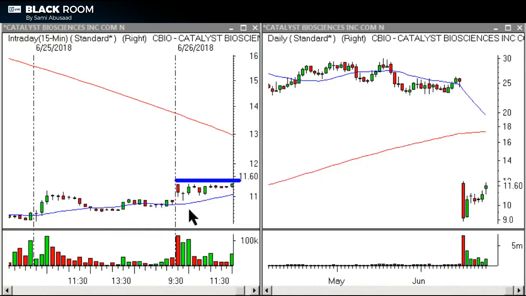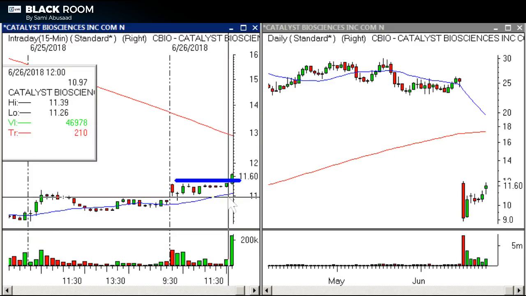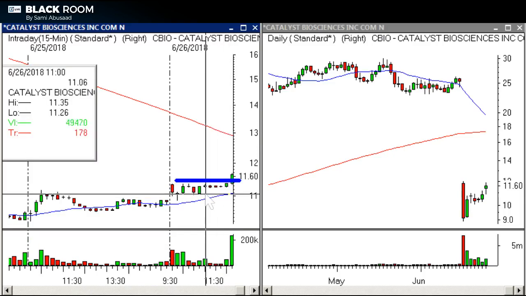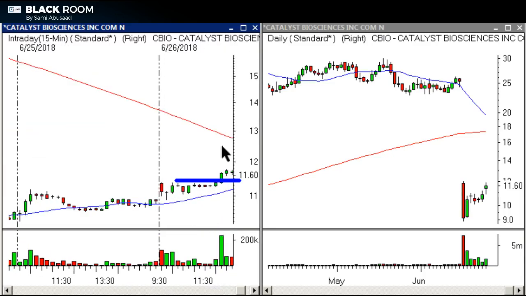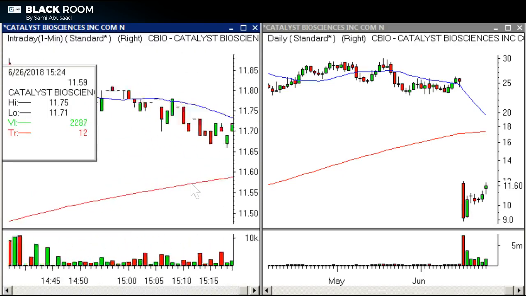But anyways, it was over the high of the day, which was 11:39, 11:40, I believe, and the stop was under 11:24. Then a nice pop, and then I trailed it one-minute bar by bar.